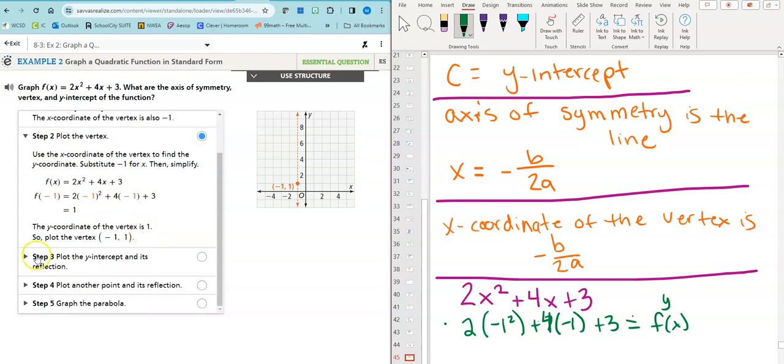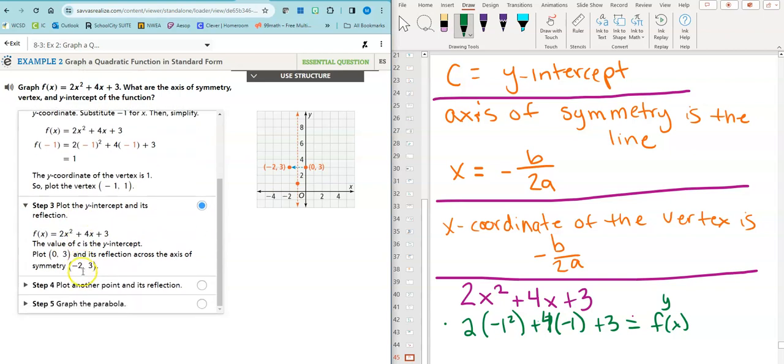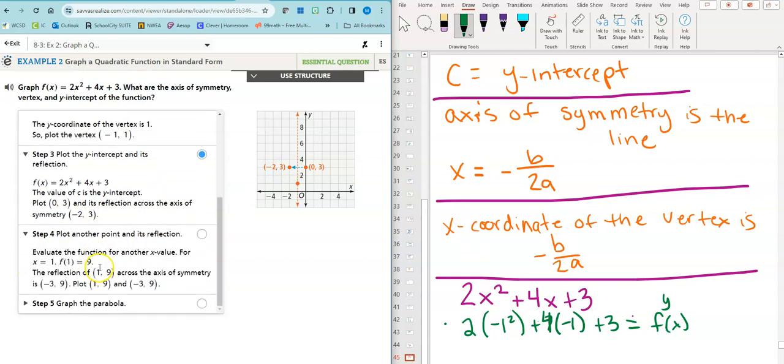Okay. Step 3, now that I know where my vertex is and I know where my axis of symmetry is, I'm now going to plot the y-intercept and its reflection. We know that C is my y-intercept, so that's going to go at 0, 3. And then I'm going to reflect it across the axis of symmetry to give me my other point, negative 2, 3. And then finally, I'm going to plot another point and its reflection.